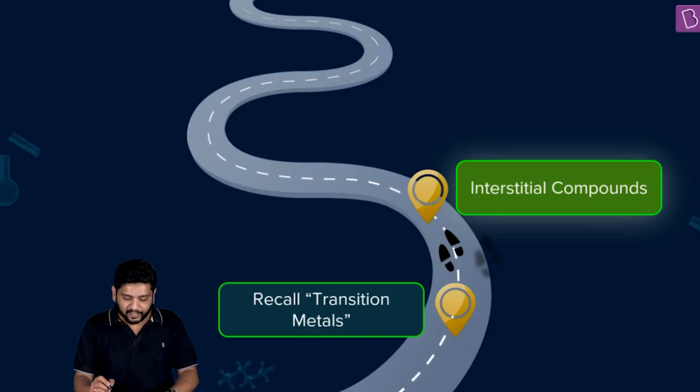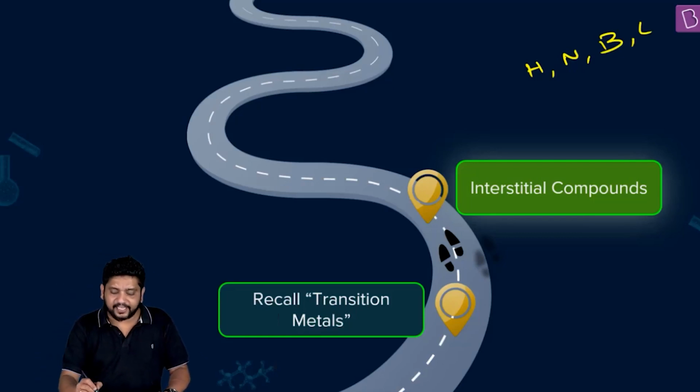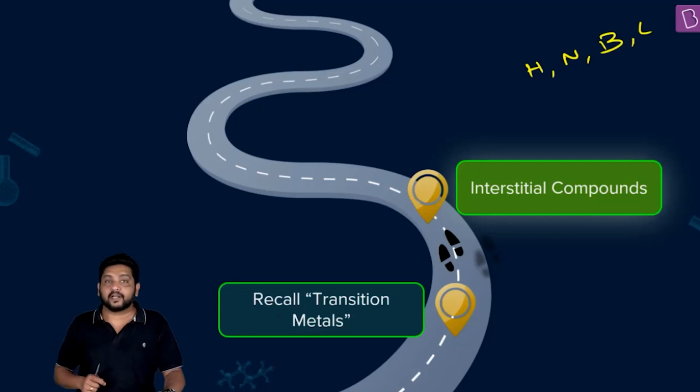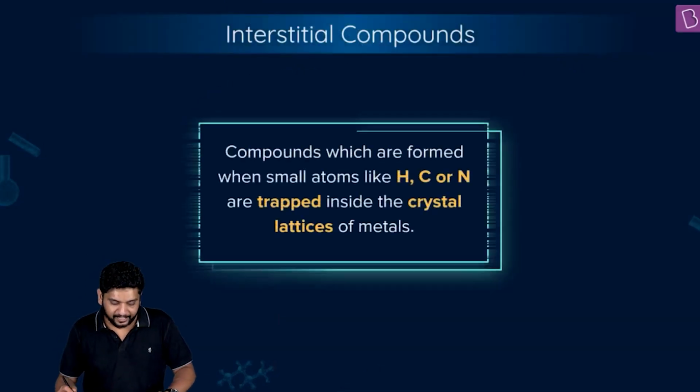So when you have very small atoms like hydrogen, nitrogen and carbon, I guess, or something was written here, boron, and all of these very tiny atoms, they can get trapped within your metal, right? So if they are trapped within the metal crystal, then such substances are what you call your interstitial compounds, right?